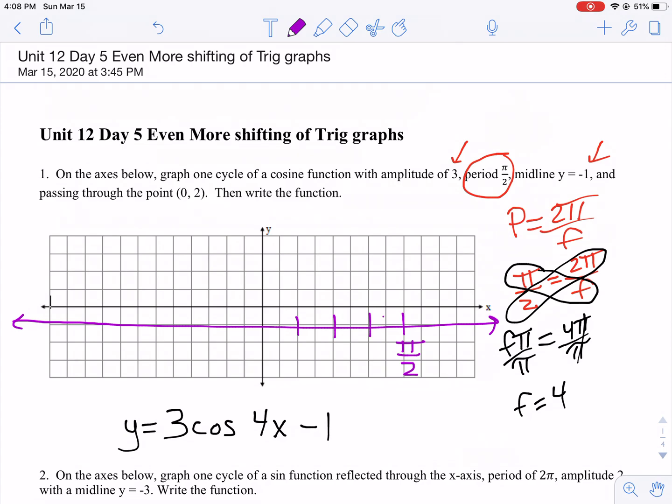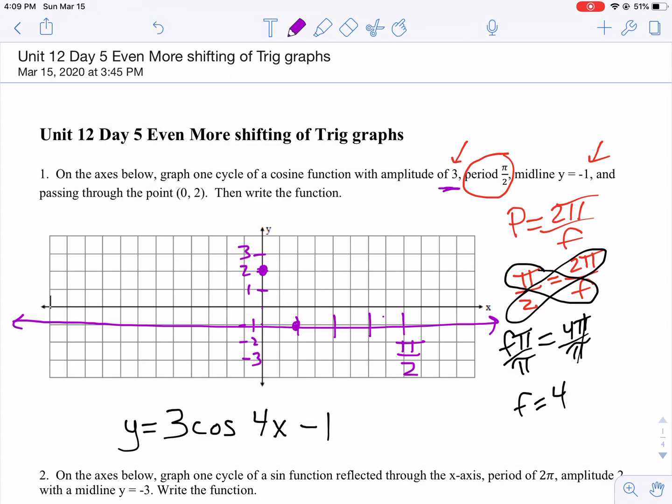And let's see. This is 1, 2, 3. This is -1, -2, -3. Now it said we had to go through the point (0, 2). Well, cosines start in the air. And my amplitude of 3 means I have to start 3 units above my midline, which happens to be the point (0, 2). So it was just a double checker by giving us that point. So cosines start in the air. So you start up here.